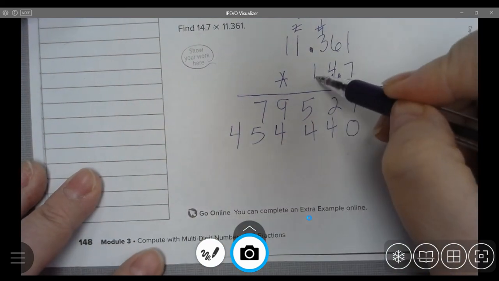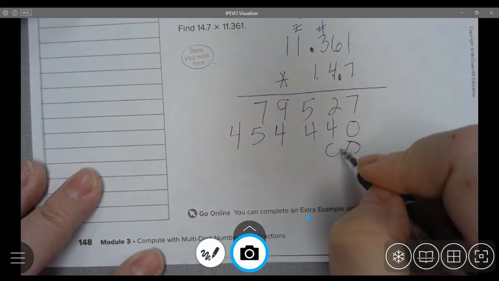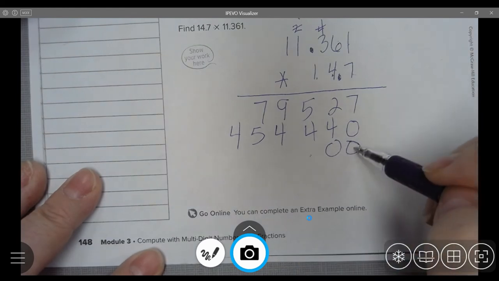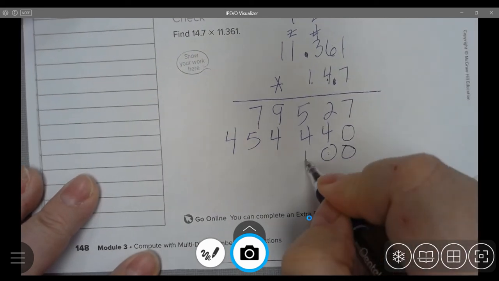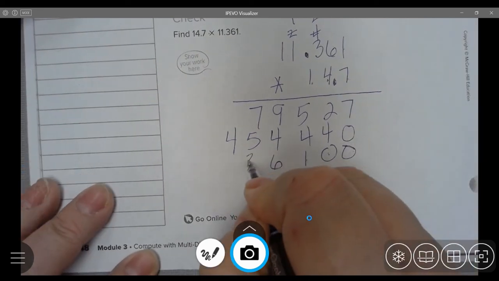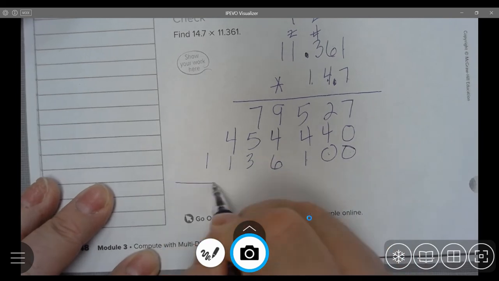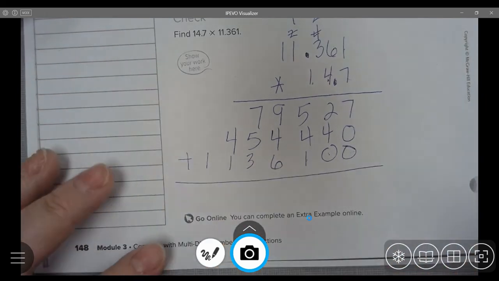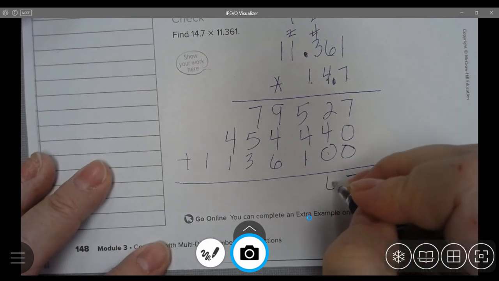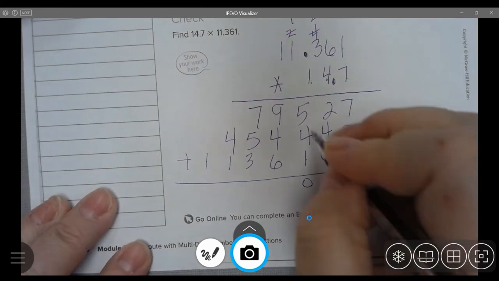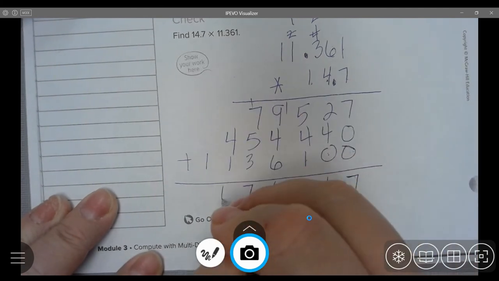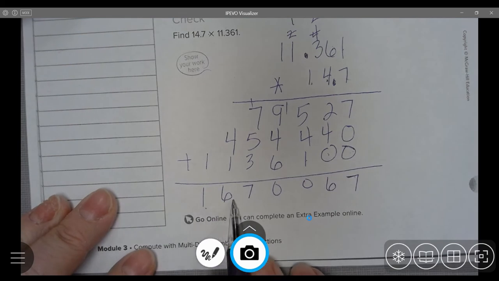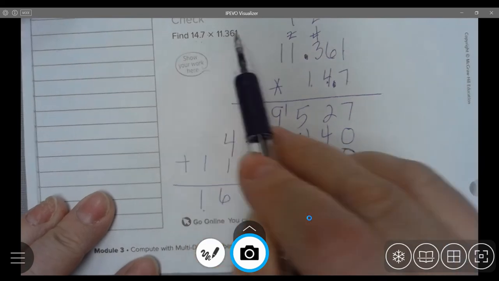And I'm going to go to my third number over, so I need to start at my third place. So I'm going to put 2 zeros in order to hold those spots. And then I have 1 times 1, 1 times 6, 1 times 3, 1 times 1, 1 times 1. And then at the end, we're just going to add these up. And as I add them up, I find that I have 1670067.